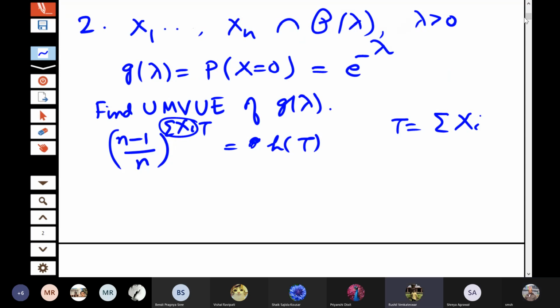So we consider an indicator function, which will be 1 when X1 is 0, because we are finding the probability of X1 being 0, and otherwise it will be 0. Then we find the probability that the indicator function is 1 given that T is some constant s. And then we go on solving that, and we obtain this result, (n minus 1) by n to the power T. Has anybody else done this problem?